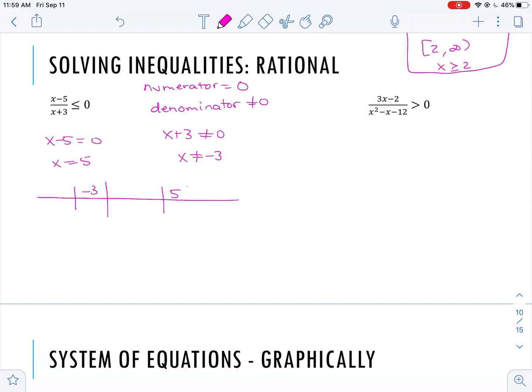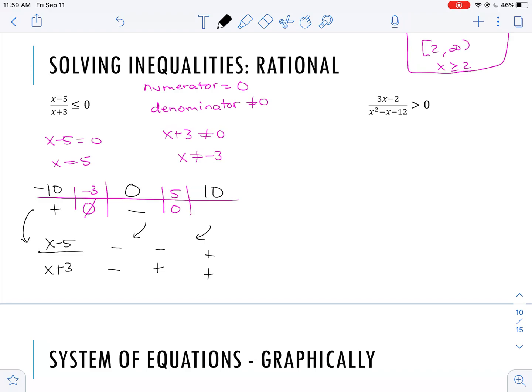So here's -3, here's 5. At 5, it's 0. At -3, it doesn't exist, so I'm just going to put a 0 through it with a bar through it. And then I'm going to test on the different sides. So on the left of -3, I could test -10. In between -3 and 5, I could test 0, and bigger than 5, I could test 10. So I'm going to plug that into the original (x minus 5) over (x plus 3) because it didn't factor. So if I plug in -10, I would get a negative over a negative, which is a positive. If I plug in 0, I would get a negative over a positive, which is a negative.